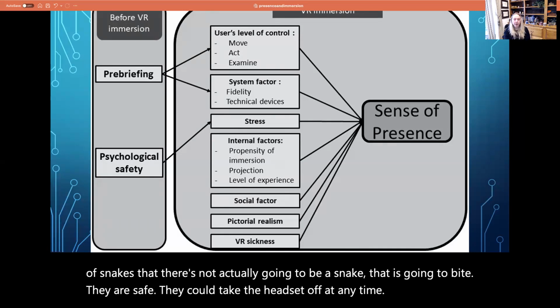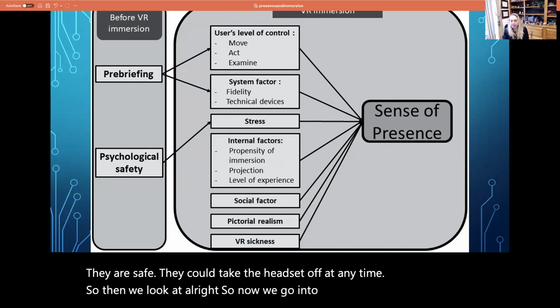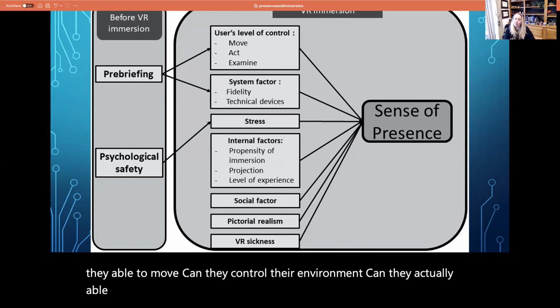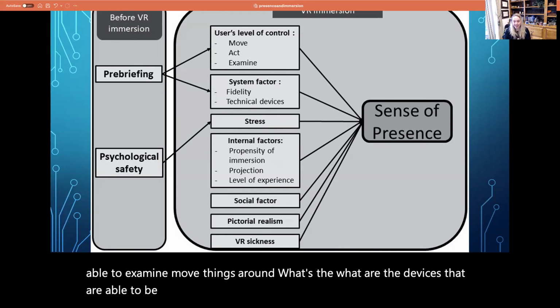So then we look at, all right, so now we go into the virtual environment. Are they able to move? Can they control their environment? Can they act? Are they able to examine, move things around? What are the devices that are able to be used? Okay? How stressful is it?